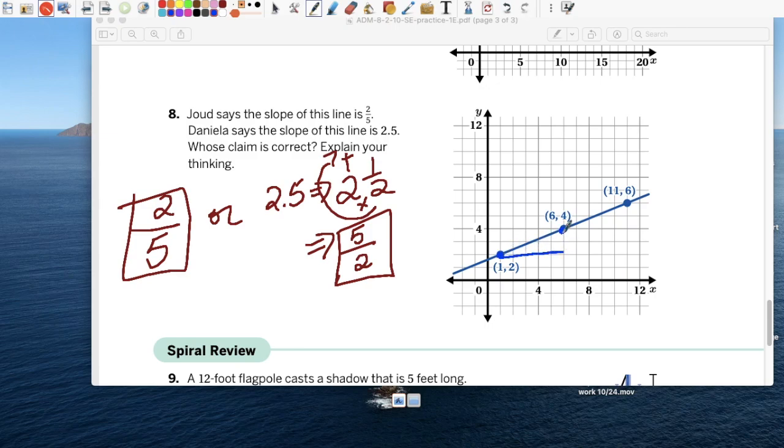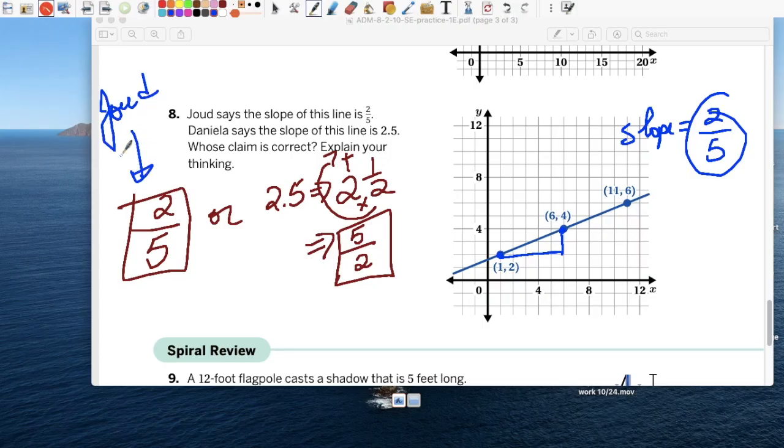Let's try the triangle here. So slope again is the height over the base. What's the height? It's 2. And if you count the base, it's 1, 2, 3, 4, 5. Look, the slope is 2 over 5. So who is correct? Whoever said this, which is Jude.